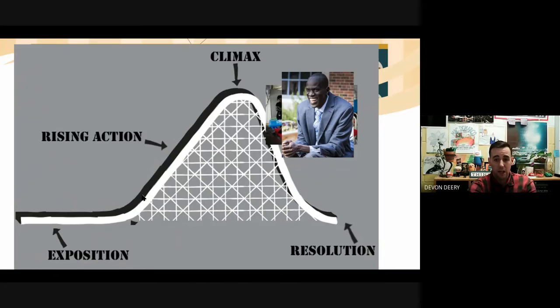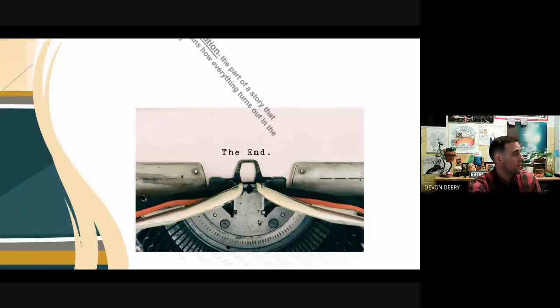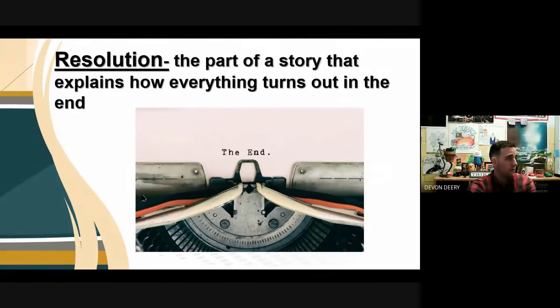All of this is the falling action, which takes us to our resolution, which is a fancy word for the end. The part of the story that explains how everything turns out in the end. Not always super clear. Not always is everything so neatly tied up in a nice bow. It's not always that they all lived happily ever after, right? But it's the ending of the story. The author has landed the plane, has taken you to where he or she wants you to be, and that's the resolution.